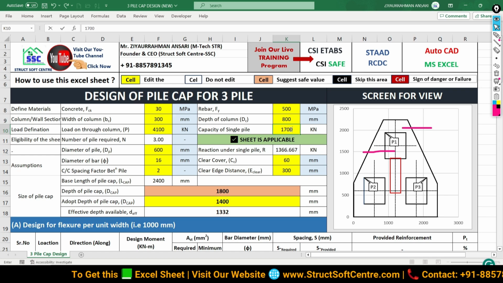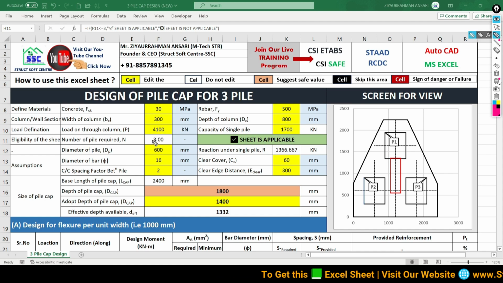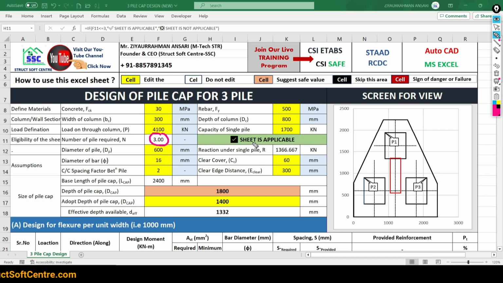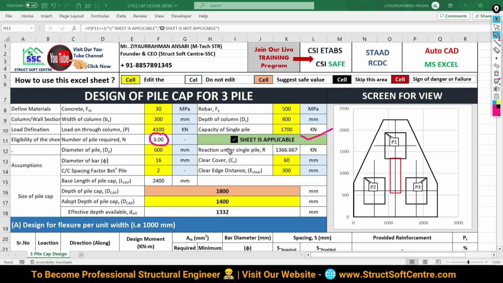A very important point you have to keep in your mind, and you have to observe here, is the number of piles required, which is 3. If the pile requirement is 3, then only this sheet will be applicable, and you will get the sign of the green color and the check sign. It means you can use this Excel sheet for the designing of the pile cap.